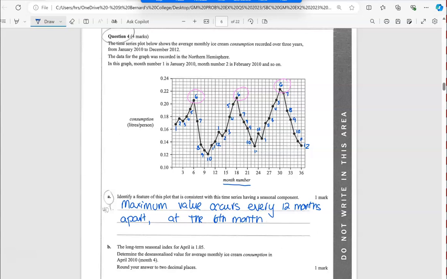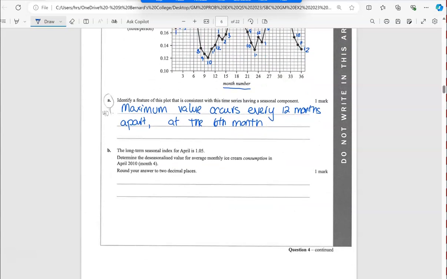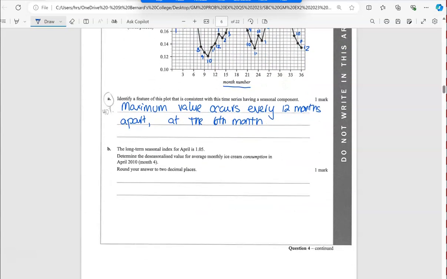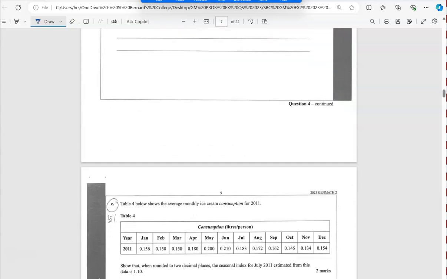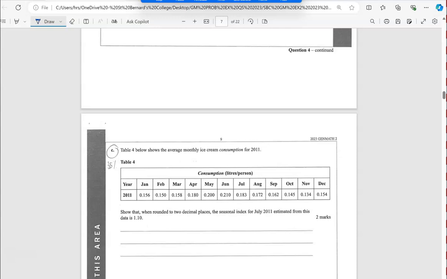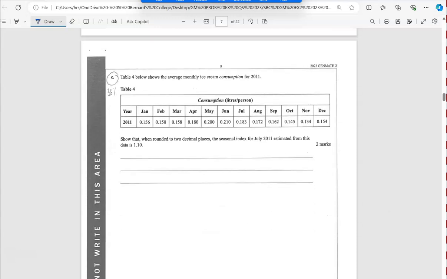So you needed to write something like that. You should probably have this example in your book, because I reckon this would have been poorly done, and you'll probably get another question like that. All right, so just remember how to describe what seasonality is. Okay, this last one, 35%.